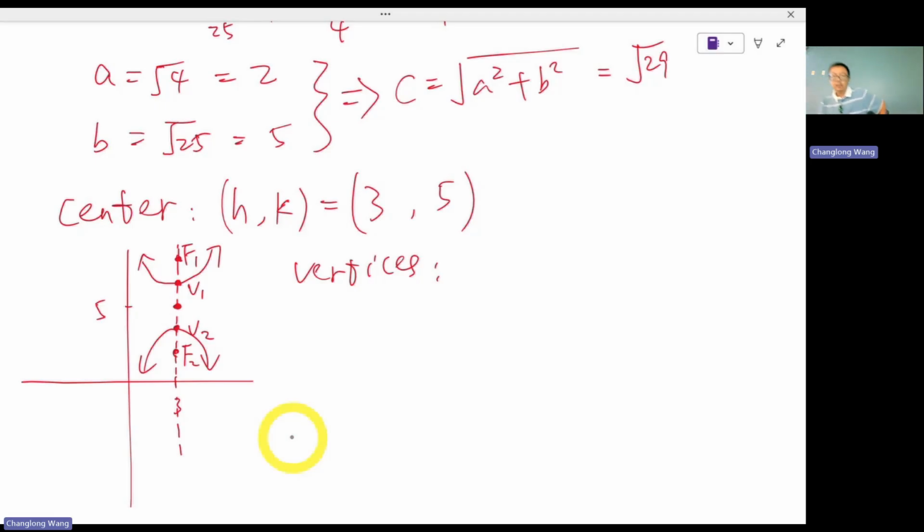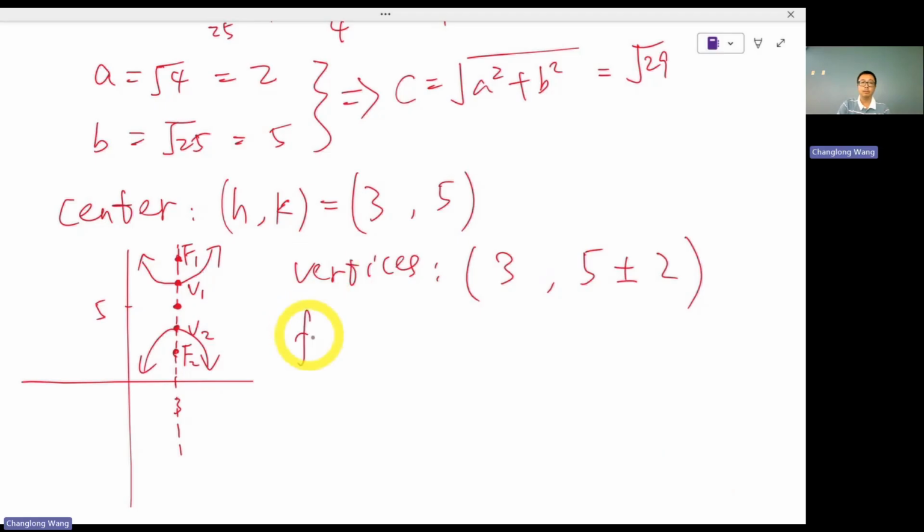So if we're looking at the center, which is (3, 5), right? If I go up and down, it doesn't change the horizontal coordinates. The vertical coordinate is going to be 5, right? But plus or minus a. a is what? 2, right? You guys all agree? This is where the vertices are. And you should do that instead of going through all the conclusions.